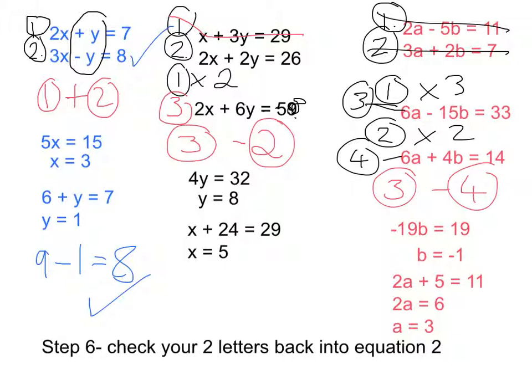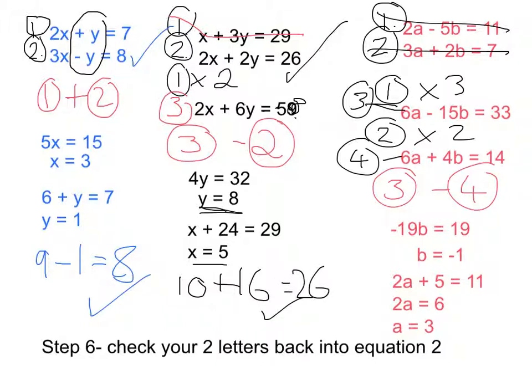For my second example, remember I'm using the second equation. So 2 times x, x is 5. So 2 times 5 is 10. Plus 2 times y, y is 8. 2 times 8 is 16. 10 add 16 is 26. That's what I've got there. So they must be right.